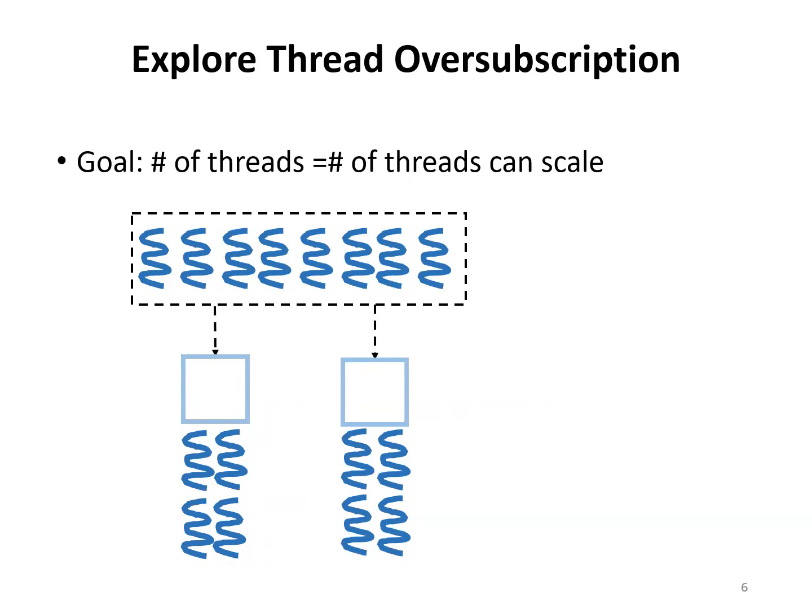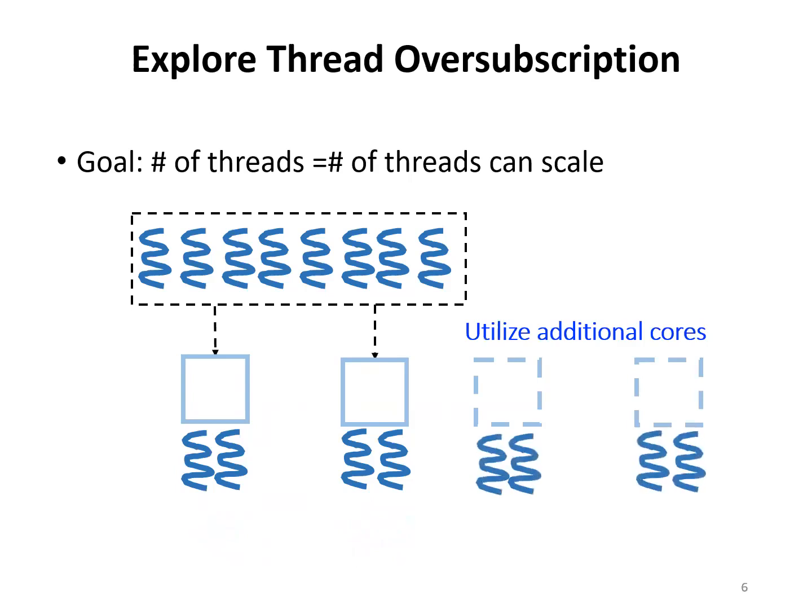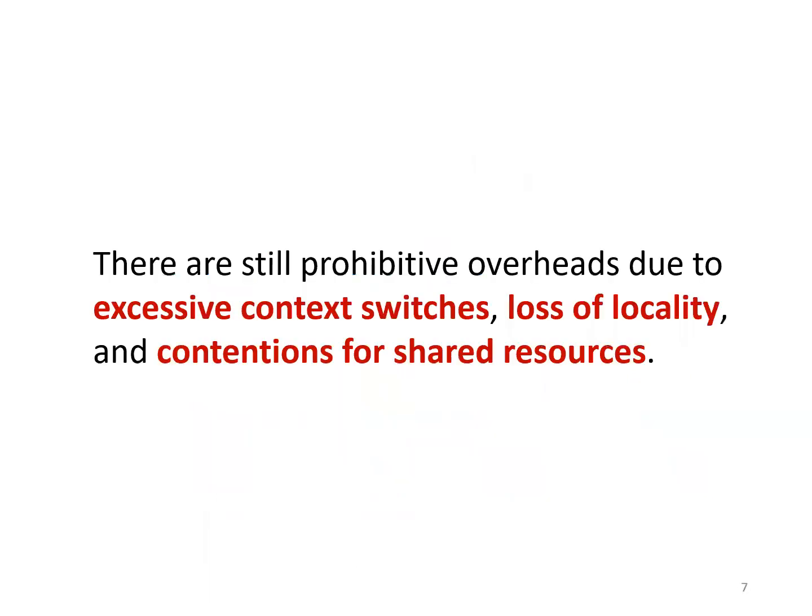Users always launch an optimal number of threads for an application, regardless of how many CPUs are available in the cloud. The optimal number of threads is determined offline, as the maximum number of threads an application can use until it stops scaling. Sufficient threads help the application to utilize additional cores when more cores are available. However, when CPUs are in short supply, there is still prohibitive overhead due to excessive context switches, loss of locality, and contention for shared resources.